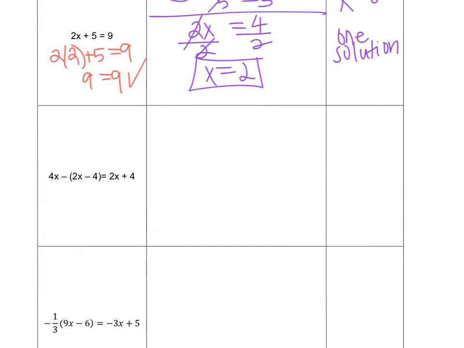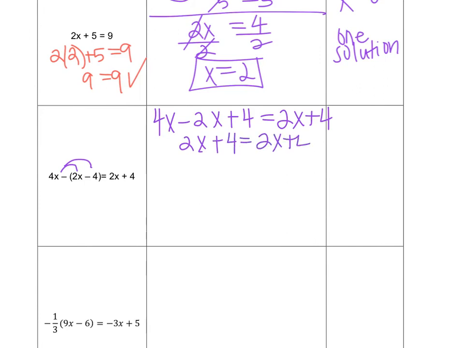And we're going to solve this equation. So my first step would be to distribute out this subtraction to each term in the parentheses. So this would become 4x minus 2x and then minus negative 4. And remember, minus and negative turns into a positive. So we'd have plus 4 equals 2x plus 4. So now let's combine like terms. I've got 4x minus 2x, which is just 2x, plus 4 equals 2x plus 4.